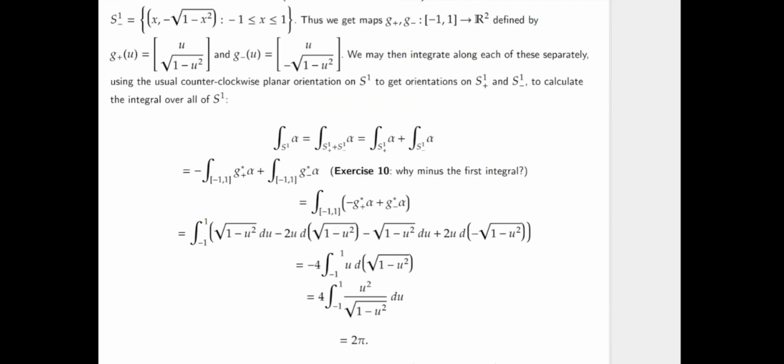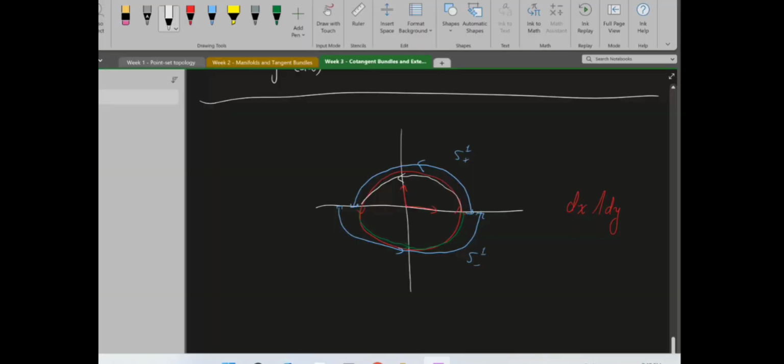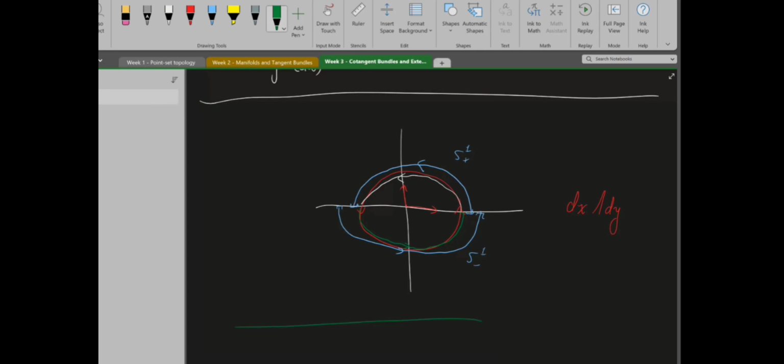So think of the real number line. Here's -1, here's 1. At time -1, I start right over here on S1 plus. I start here, and then as time goes on, I'll progress throughout S1 plus until I finally end up over the other side. So you can imagine I walk along this, that's the same as walking along this.